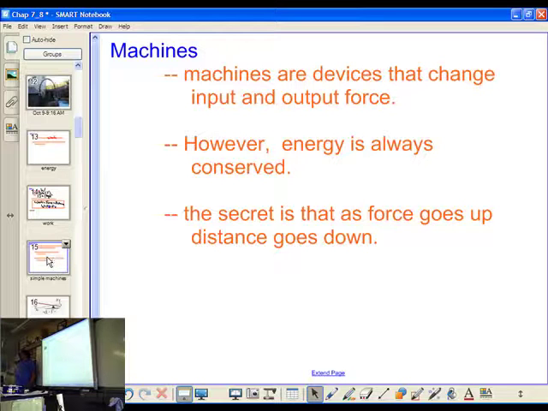I've mentioned a number of times, rule number 1 of the universe is conservation of energy. The energy in the beginning, energy at the end. Thing is, with all machines, whatever work you put in, the most you can get out is the same amount. That's the best you can do. Work in equals work out. The secret here is that as force goes up, distance is going to go down.